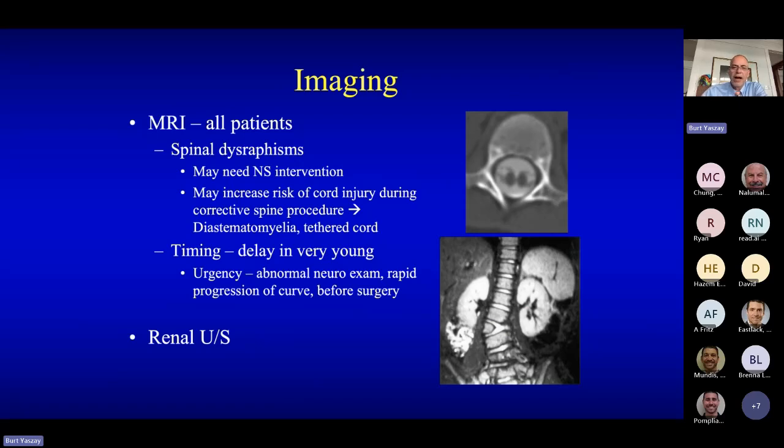I mentioned MRIs. I will typically get MRIs earlier in the process, especially if there's progression, even putting a child under anesthetic if I see that there's progression of their curve. But if there isn't, then I'll delay them until usually we get past the black box warning for anesthesia of 3 years.